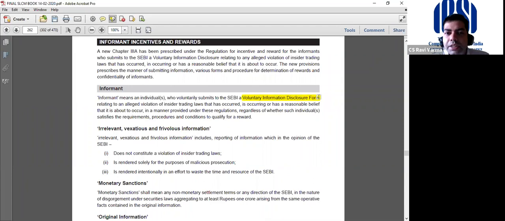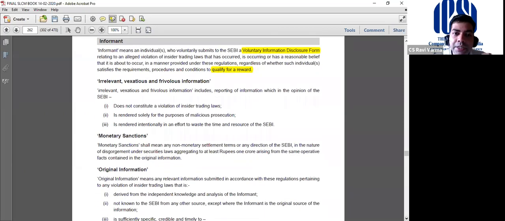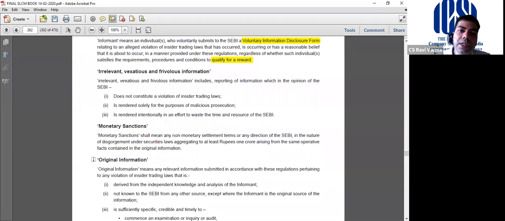Sir, if I am submitting this information, then what will be the benefit? You will be rewarded. You will qualify for a reward. Sir, then everybody will inform. No. See, there is a primary condition. It should be original information. Whatever information you are giving to SEBI should be original, meaning you should have found it out on your own.